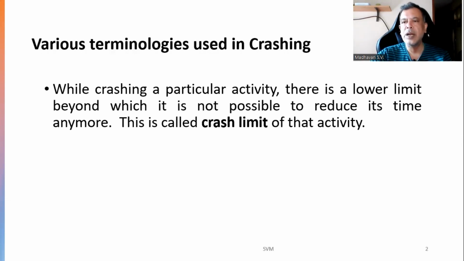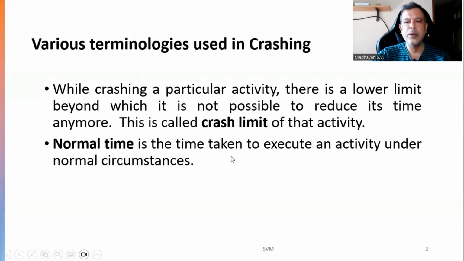For example, if the normal time is 8 days and the crash time is 5 days, then our crash limit is 3 days. It means that the maximum you can reduce that particular activity is 3 days only. So while crashing a particular activity, there is a lower limit beyond which it is not possible to reduce its time anymore.